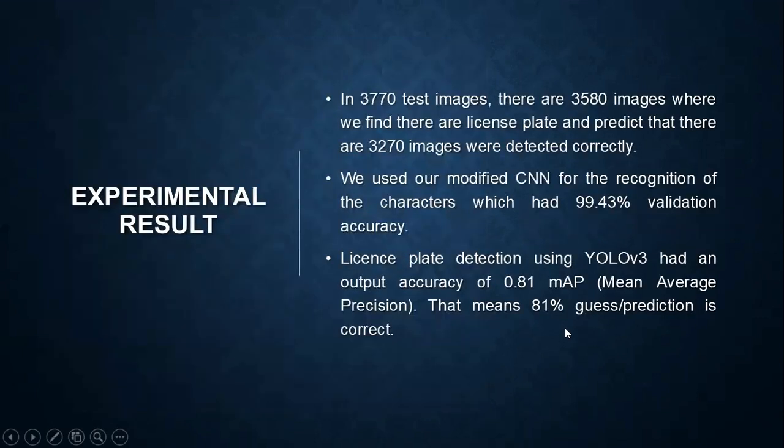Our experimental result: in 3770 test images, there were 3580 images where we found there was a license plate, and we predicted that 3270 images were detected correctly. Our own modified CNN for the recognition of the characters had 99.43% validation accuracy, and the license plate detection using YOLO V3 had an output accuracy of 0.81 mean average precision. That means 80% of guesses or predictions are correct.